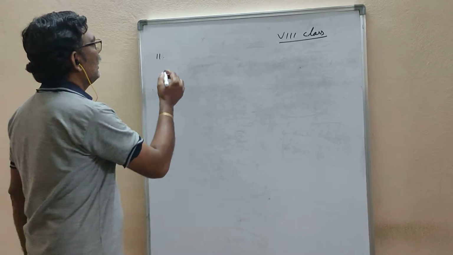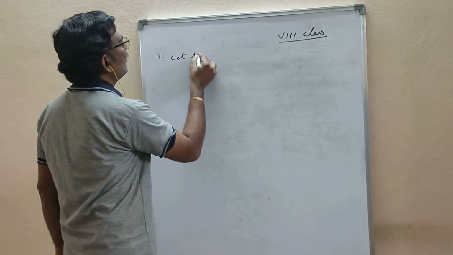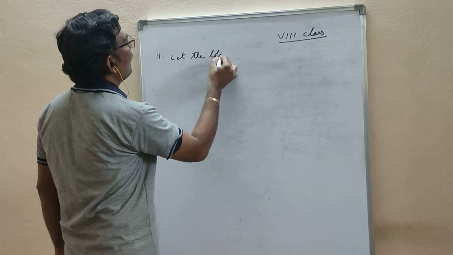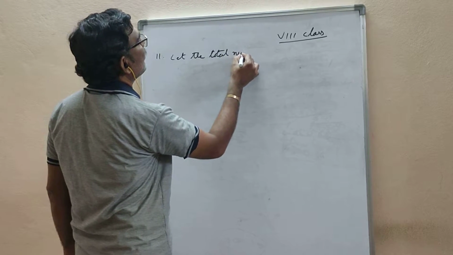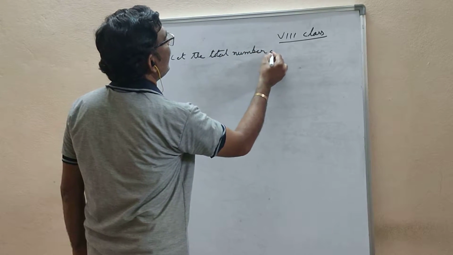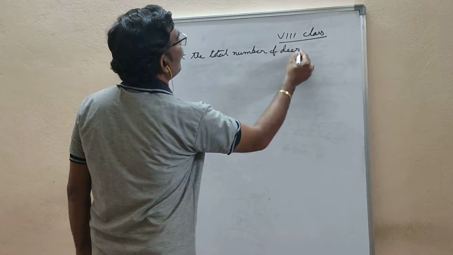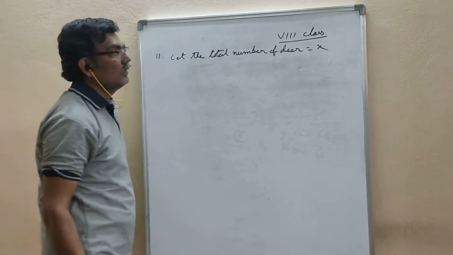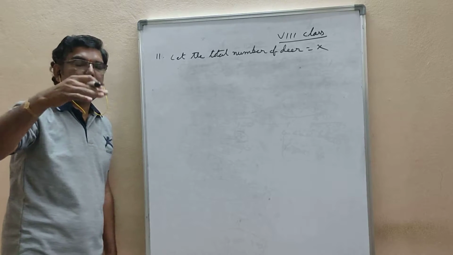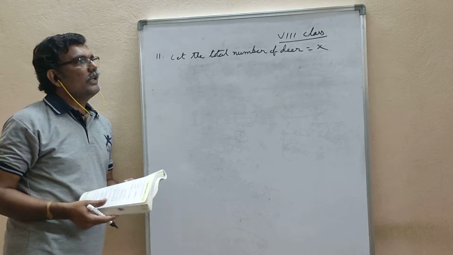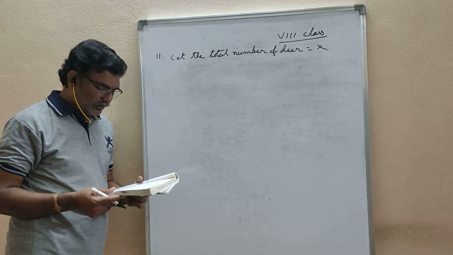By reading the question last, he asked us to find out the total number of deer. So let the total number of deer, you should assume, as X. How many deer are there in a herd? X deer are there. Okay.